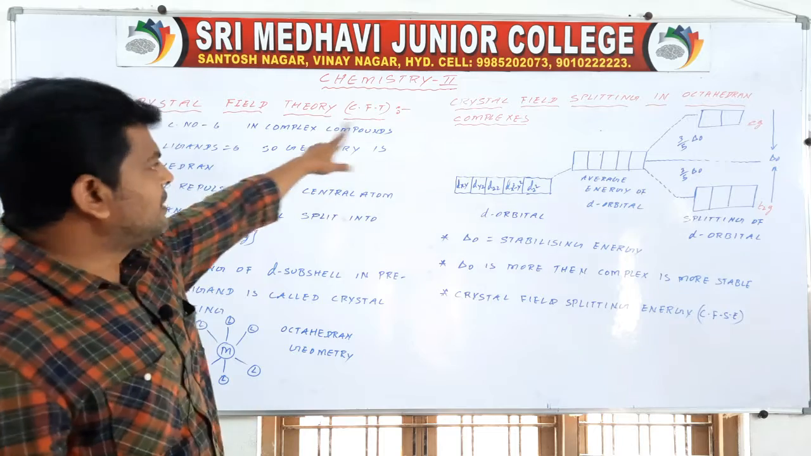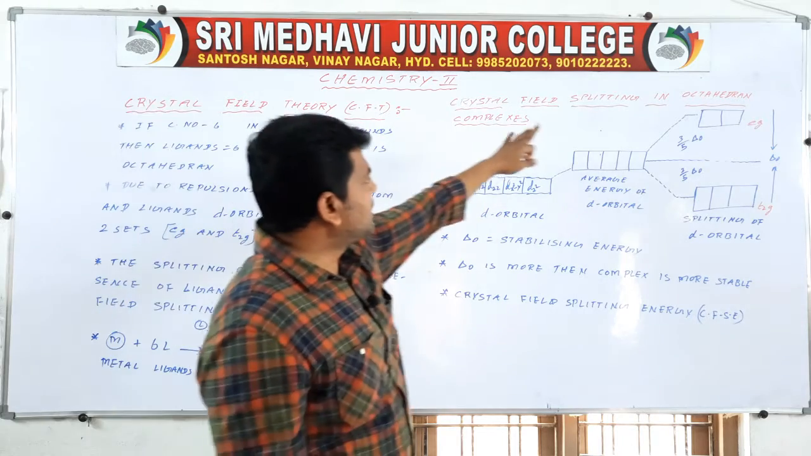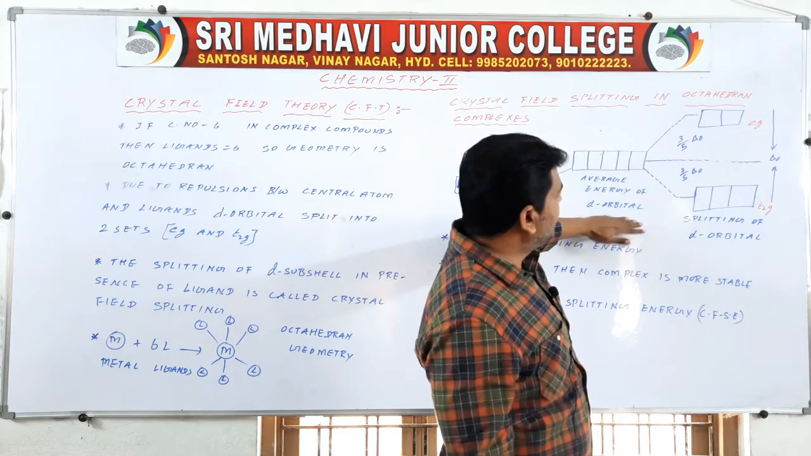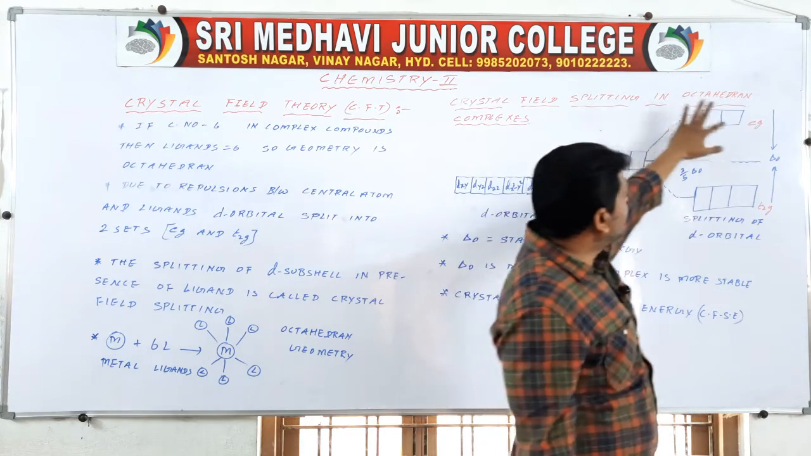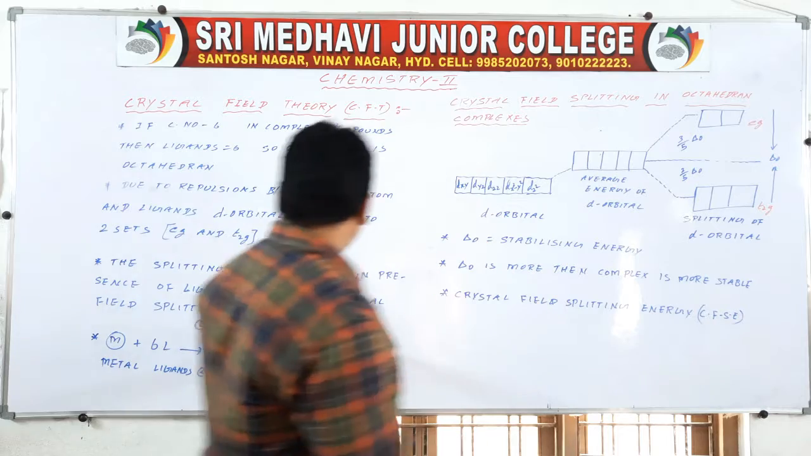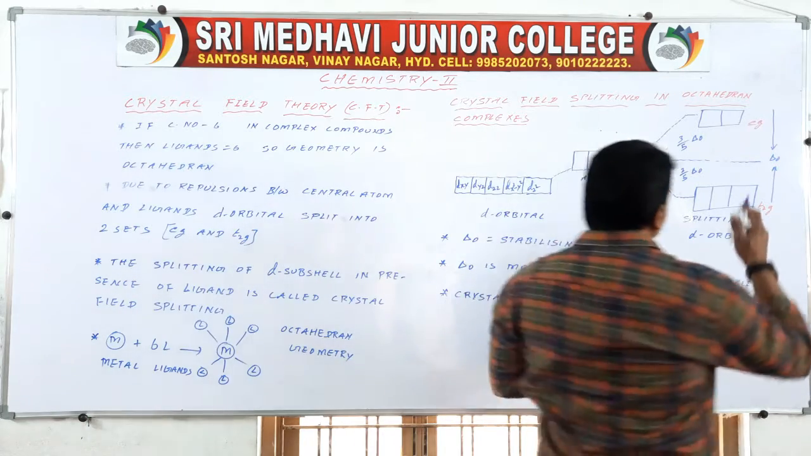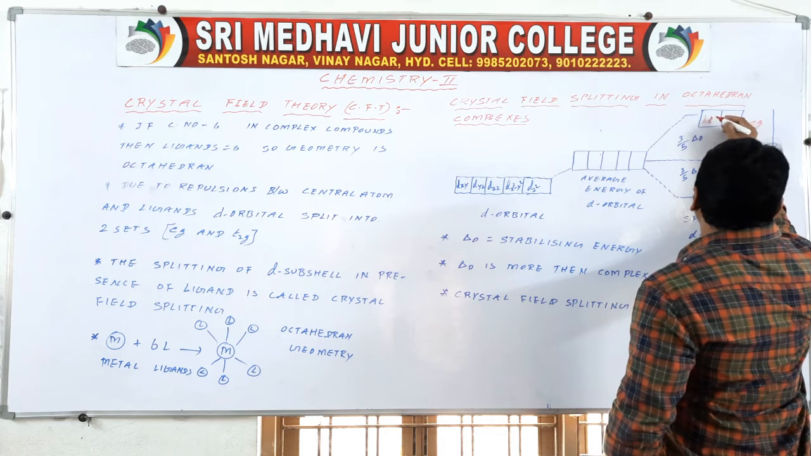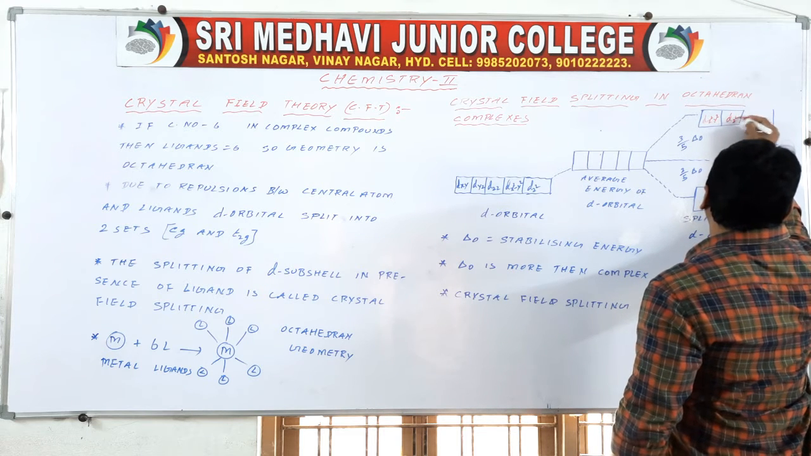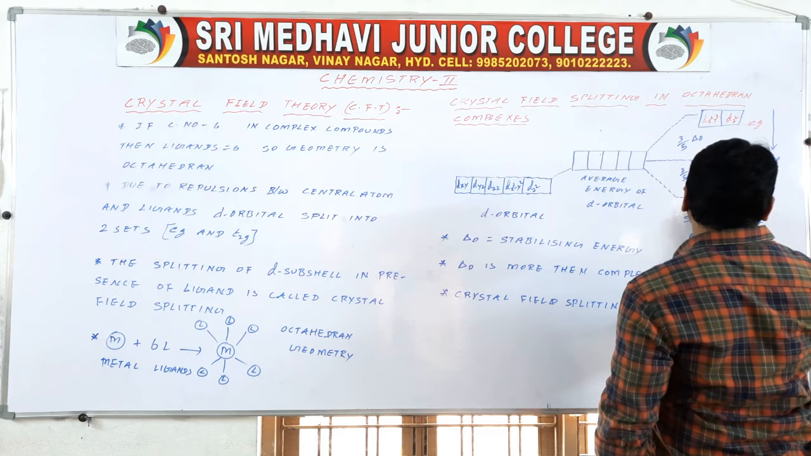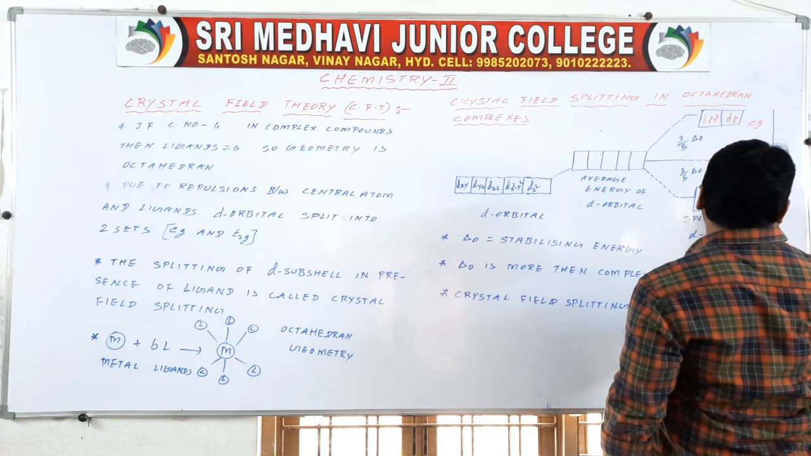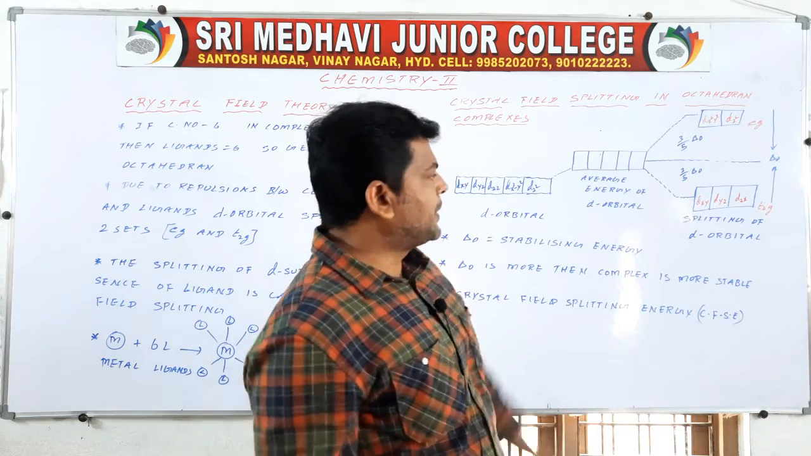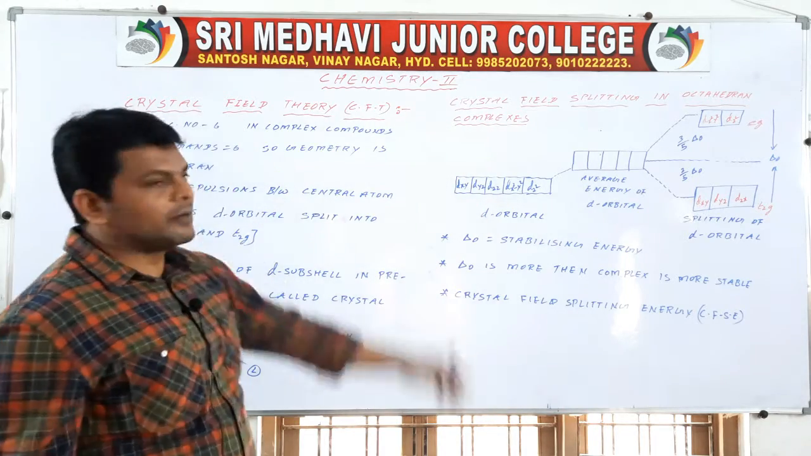So crystal field splitting of an octahedron: the d orbitals, relative to the average energy of the d orbitals, split into two sets. One set is dx2-y2 and dz2, and the other is dxy, dyz, dzx.